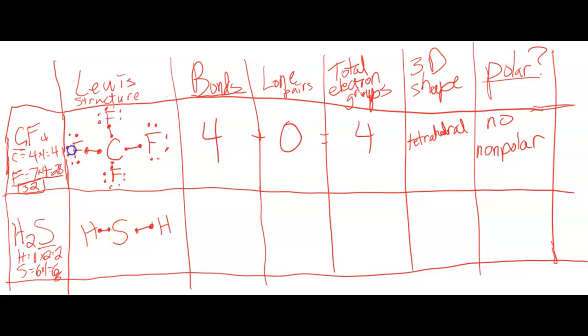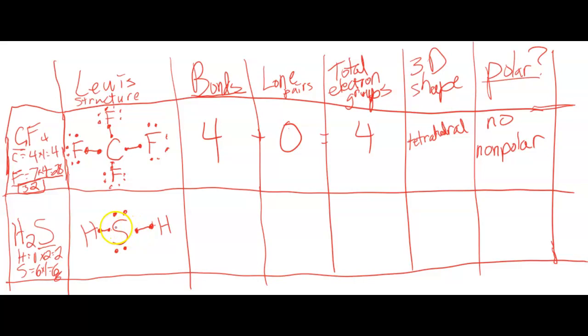Hydrogen here has 1, 2. So it's already happy. This hydrogen also has 1, 2. It's happy. The sulfur here has 1, 2, 3, 4. I need 4 more. So I need to put lone pairs on this sulfur now. My total structure has 1, 2, 3, 4, 5, 6, 7, 8, which is the total that I got at the beginning. So that tells us that our structure is correct.